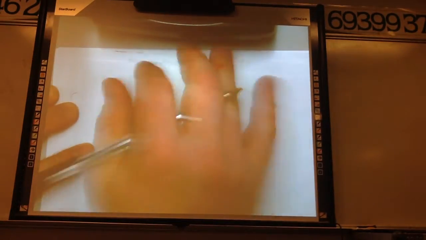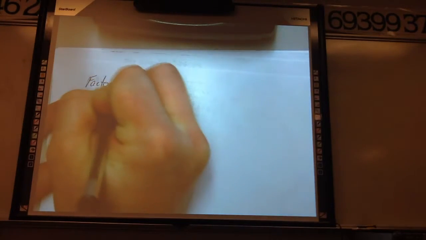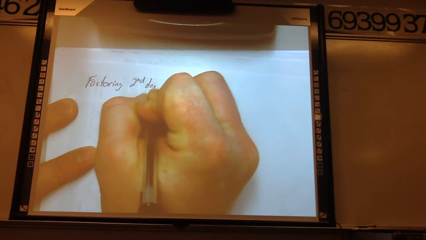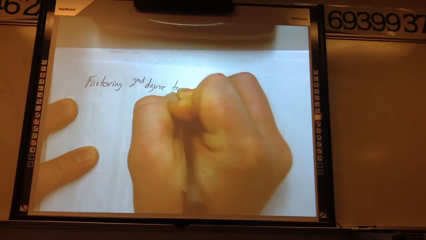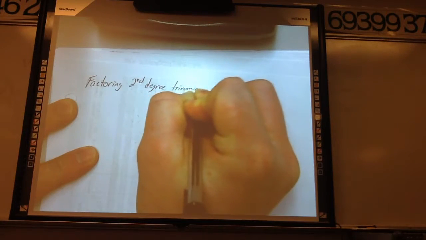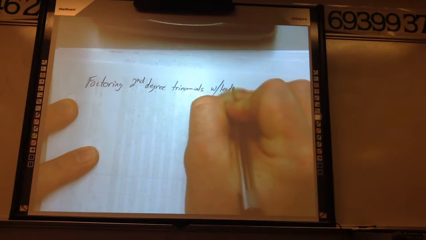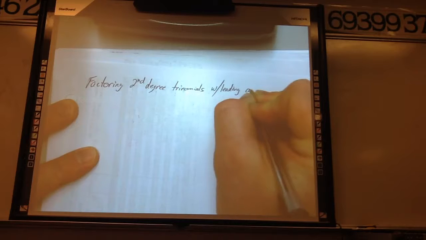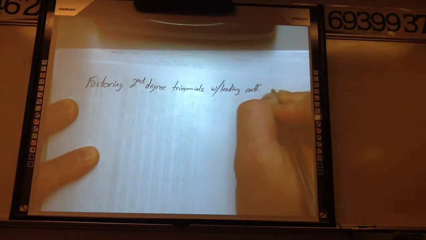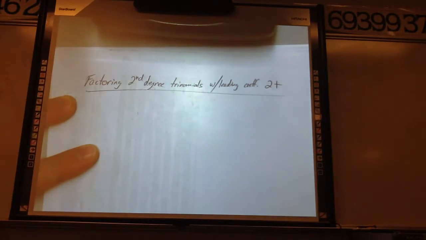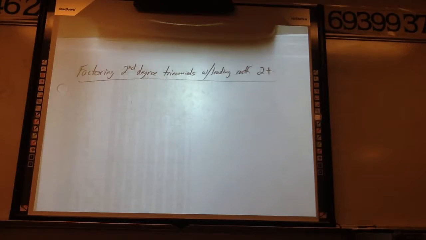We did leading coefficient of 1, right? So now we're doing second degree trinomials with leading coefficient of 2 or more. Or fractions. These are alright.